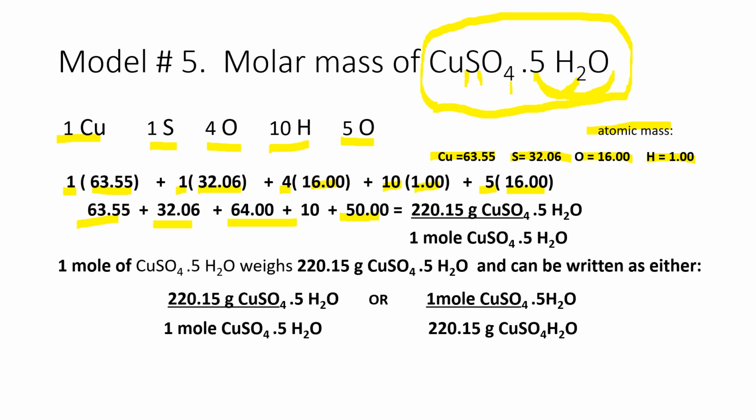220.15 grams copper sulfate pentahydrate over 1 mole of copper sulfate pentahydrate. So that means 1 mole of copper sulfate pentahydrate weighs 220.15 grams of copper sulfate pentahydrate and can be written as either 220.15 grams of copper sulfate pentahydrate per 1 mole of copper sulfate pentahydrate or 1 mole of copper sulfate pentahydrate per 220.15 grams copper sulfate pentahydrate.